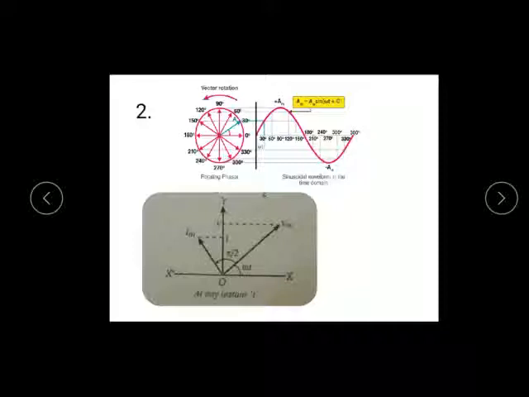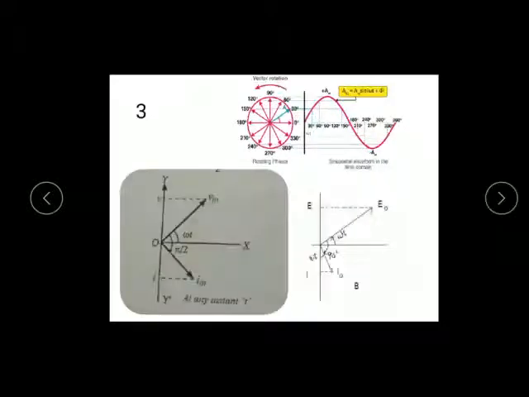This phasor diagram is for two AC quantities: V is equal to Vm sin omega t and I is equal to Im sin omega t plus pi by 2. Omega t plus pi by 2 minus omega t, the omega t terms cancel, so the phase difference is pi by 2. In this case the current leads the voltage by an angle pi by 2. This is the second case.